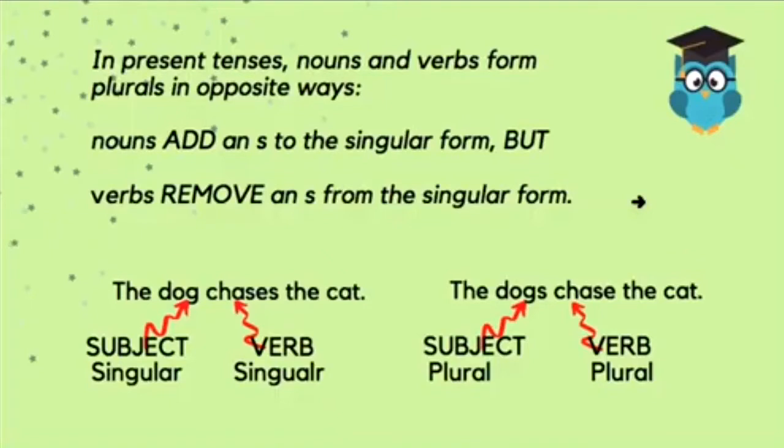For example, the sentence here, the dog chases the cat. Notice that the subject is without s and the verb is with s for a singular form. And the dogs chase the cat. For the plural form, the dogs have s, and chase doesn't have s.